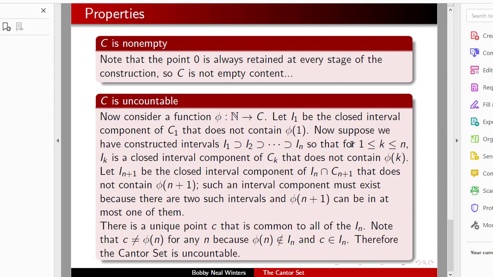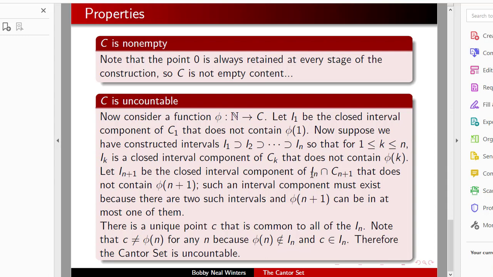Okay. Well, suppose we do have a function phi from the natural numbers to C. Let I sub 1 be the closed interval component of C sub 1 that does not contain phi of 1. Okay. That's possible because we have two components. Phi of 1 has to be in one or the other. Let I sub 1 be the one it's not in. Now, suppose that we have constructed all of these intervals down the line, so that my I sub k is a closed interval component of C sub k that does not contain phi of k.